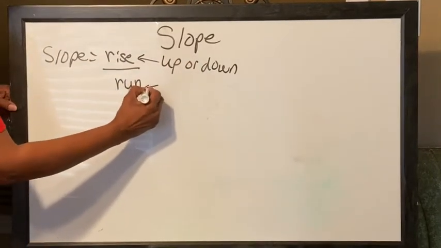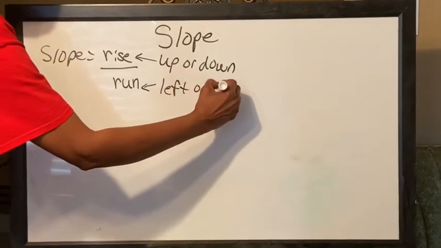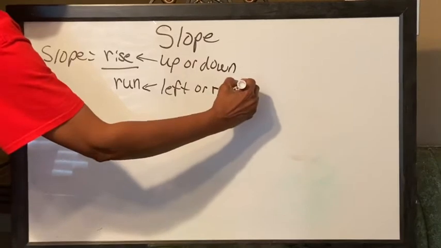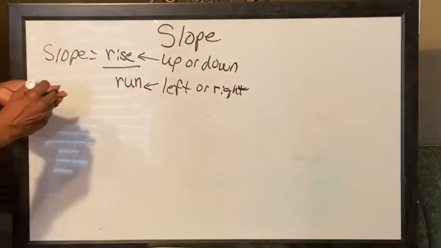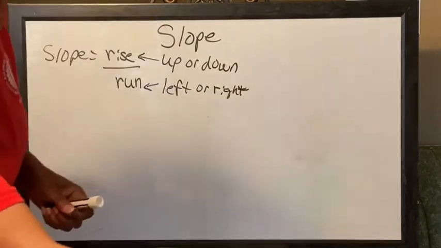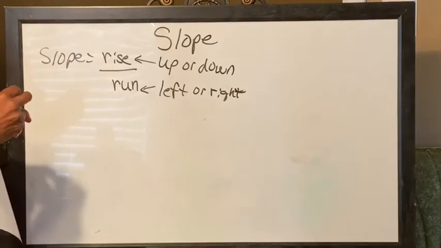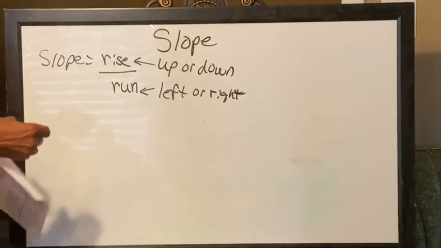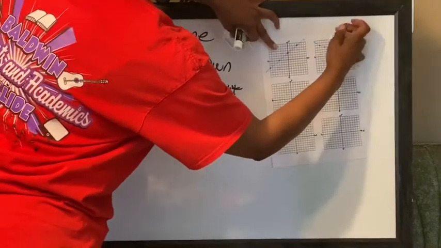Your run will always move left or right. When I go left, that's negative. When I go right, that's positive. So we're going to look at some lines, and we're going to determine what the slope is by using this concept of slope equals rise over run.